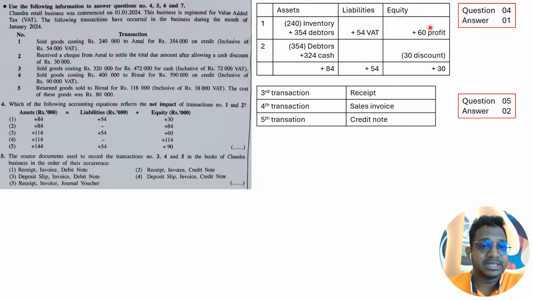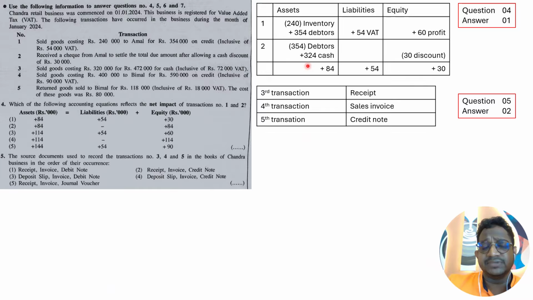And the second one says, received a check from Amal to settle the total due amount after allowing a cash discount. So that cash discount you should consider as your expense, and your total debtors are decreasing here. After the discount, you are getting 324 cash. So your assets are increasing by 324.